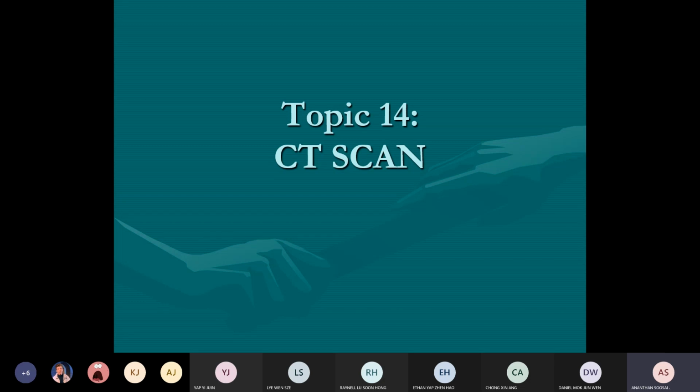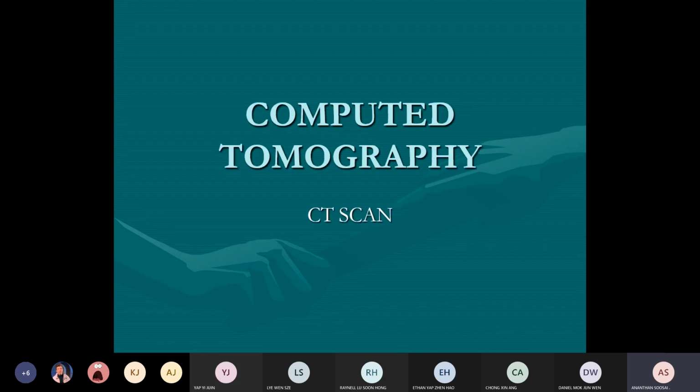Okay, so what is a CT scan? It's called a computed tomography scan. It actually uses X-ray. Whether you go for an X-ray or a CT scan, you get radiation. Going for an X-ray is just one shot, but going for a CT scan, the X-ray is going to pass through your body many times.